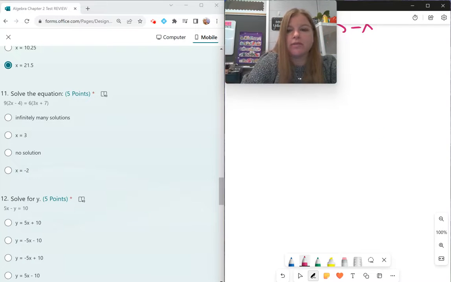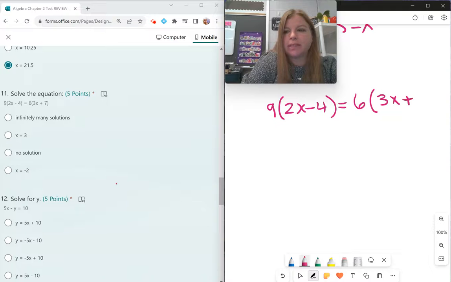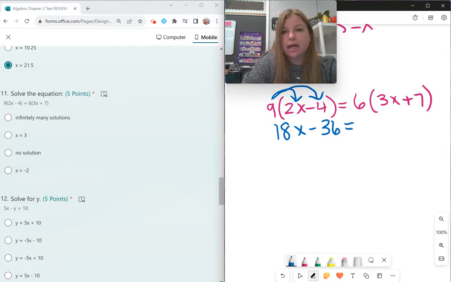Number 11, solve this equation. All right, so I've got 9, and then in parentheses, 2x minus 4, so I've got some more distributing to do. 6 times 3x plus 7. I start distributing, so 9 times 2x is 18x. 9 times negative 4 is negative 36. I distribute on the right-hand side. 6 times 3x is 18x. And then 6 times 7 is positive 42.